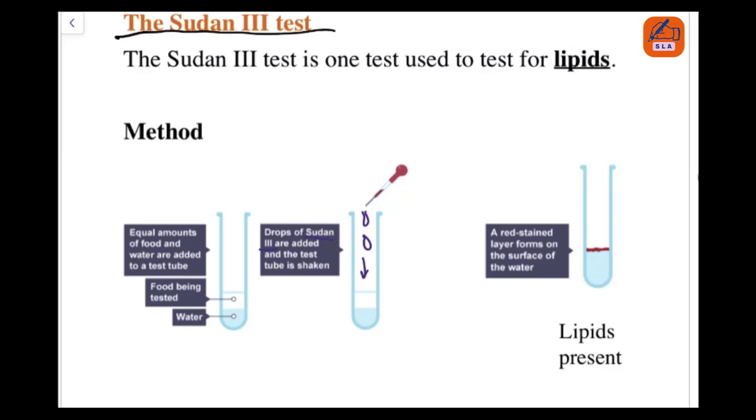After you shake it, my dear students, if you see some droplets of lipids forming a layer just above, on top of the solution, we can say lipids are present. It means Sudan 3 is going to stain the lipid molecules which are present in your solution. Oh, my dear students, I love biology.